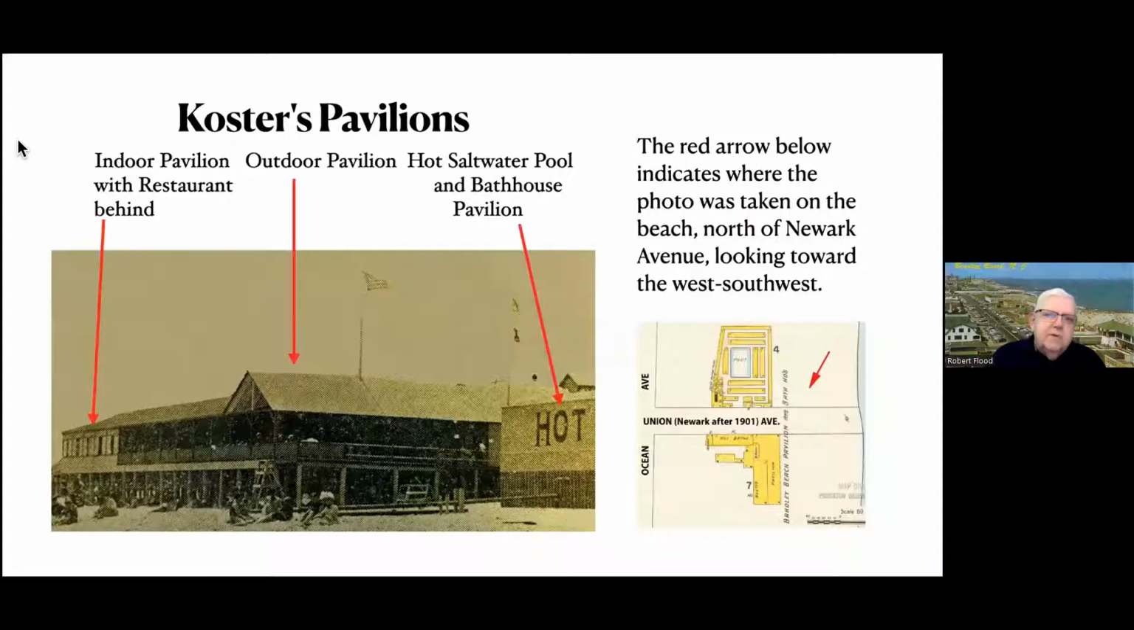This is an early photograph of Koster's pavilions. On the left, we have the indoor pavilion. Out of view behind that is the restaurant. There's a large outdoor pavilion. And then on the right, which is on the north side of what became Newark Avenue, is the hot saltwater pool and the bathhouse pavilion. Over on the right on the map, you can see the approximate position of the photographer that took this picture. He would be north, or she, north of Union Avenue, looking towards the southwest.